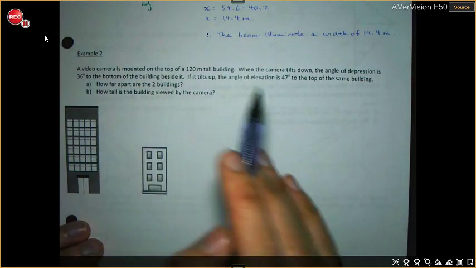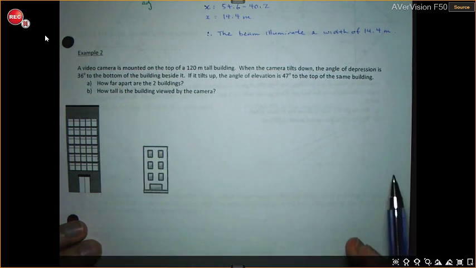So the second example: a video camera is mounted on the top of a 120-meter tall building. When the camera tilts down, the angle of depression is 36 degrees to the bottom of the building beside it. If it tilts up, the angle of elevation is 47 degrees to the top of the same building. Part A asks how far apart the two buildings are. Part B asks how tall the building viewed by the camera is.